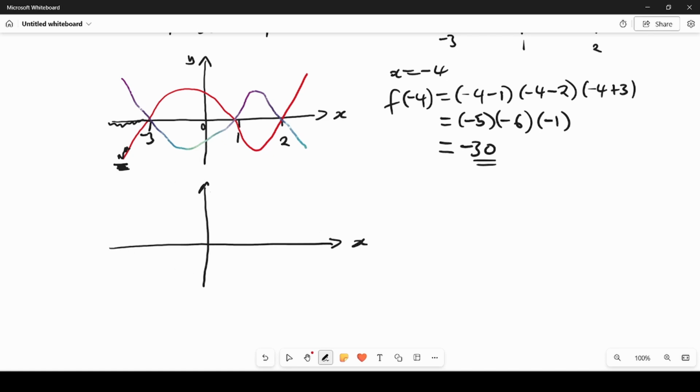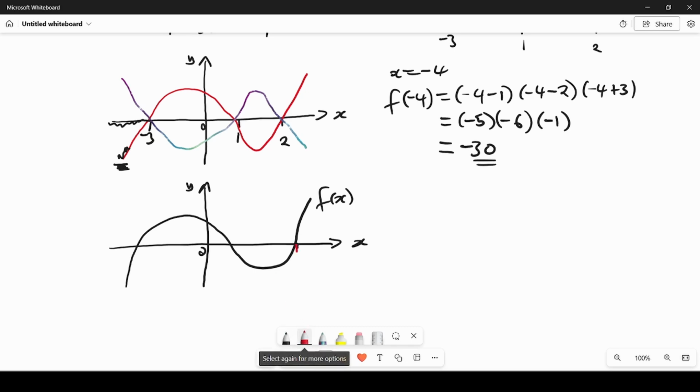So the final sketch, which is not drawn to scale, will look like this. On the x-y axes, this is f of x. This point is 2, this point is 1, and then this point is minus 3. This is 0, and this is how you can sketch that.